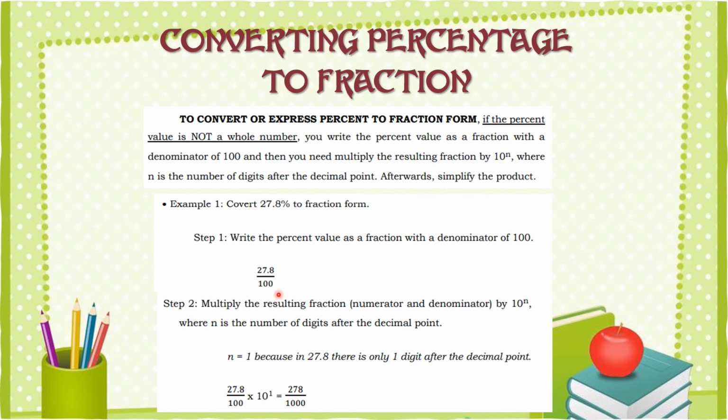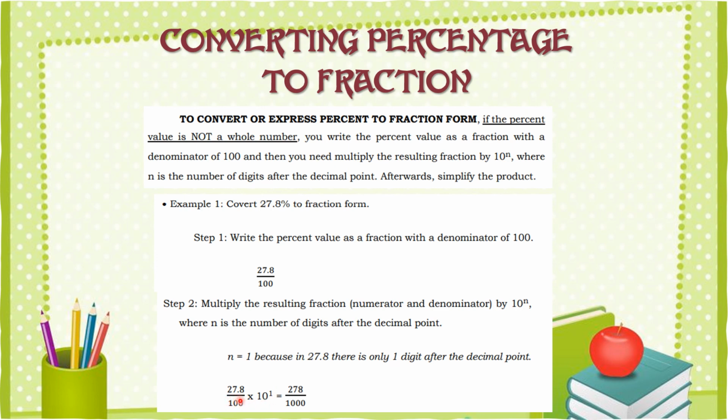Then after this, since the percent value is not a whole number, this fraction must be multiplied by 10 raised to n, where n, guys, is the number of digits after the decimal point. So in our percent value, we have 8. This is the only one digit after the decimal point. So therefore, n is equal to 1. Because in 27.8, there is only one digit after the decimal point. So we multiply both numerator and denominator by 10 raised to 1. And we all know 10 raised to 1 is equal to 10.